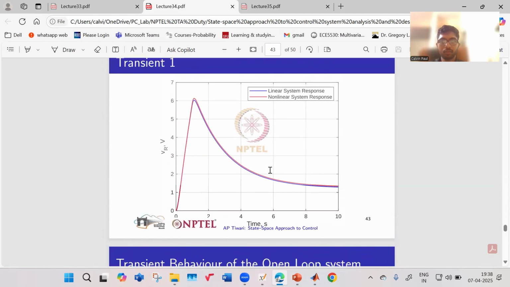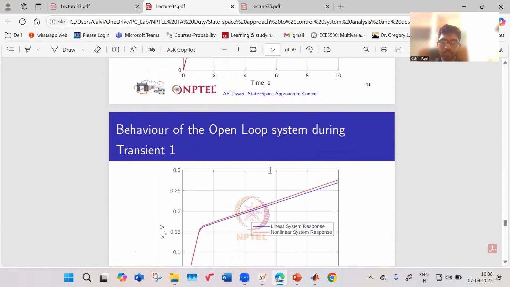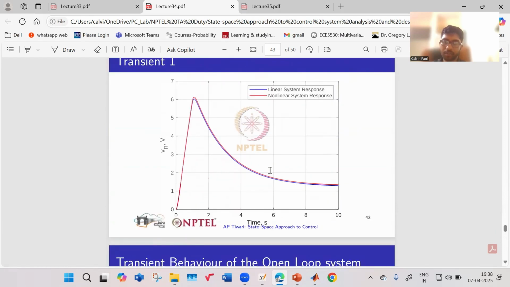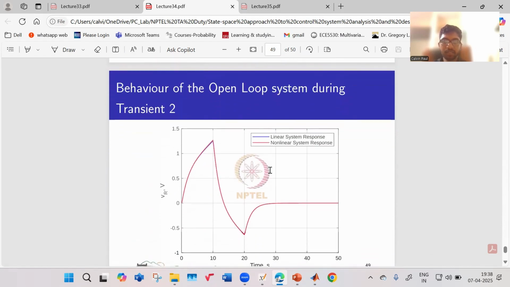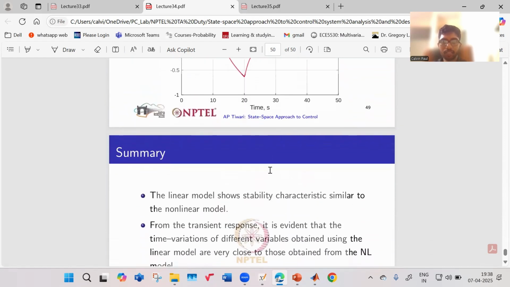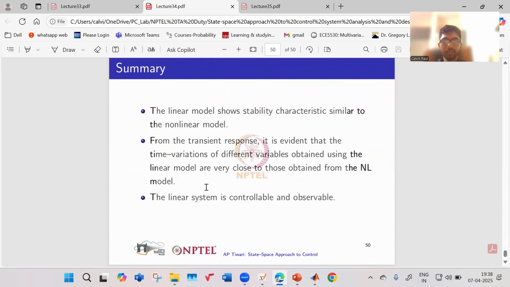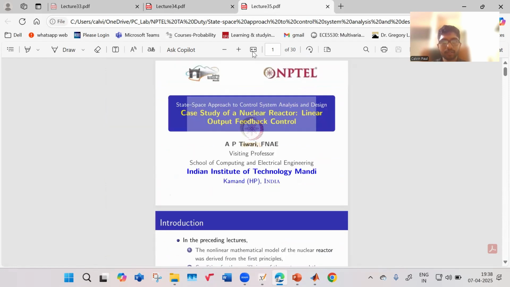So this model matching Sir has shown in the vicinity of the operating point for various transient behavior conditions, through which we determine if our model is accurate. From the transient response, it is evident that the time variations of different variables obtained using the linear model are very close to those obtained from the nonlinear model, and the linear system is controllable and observable. This has been proven. So now we'll go to lecture 35.